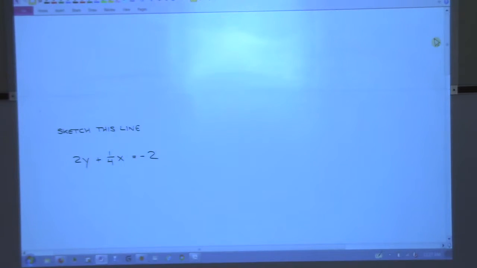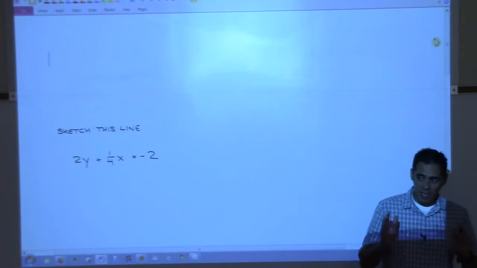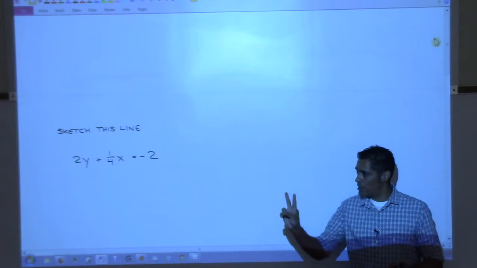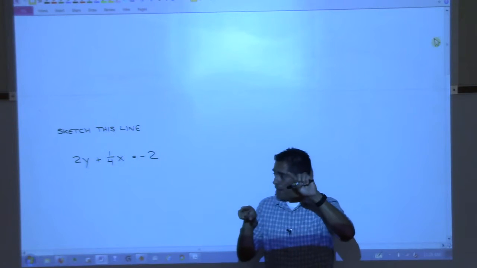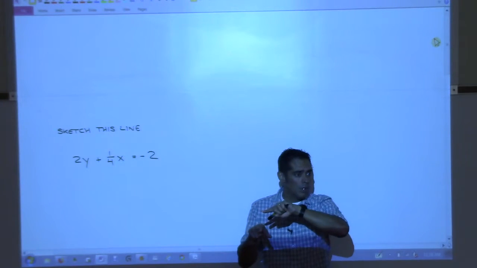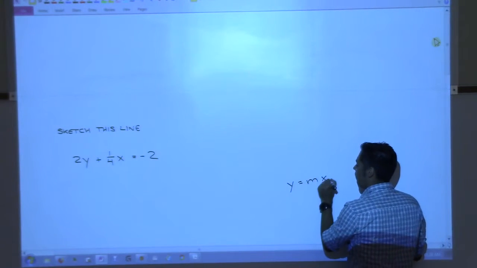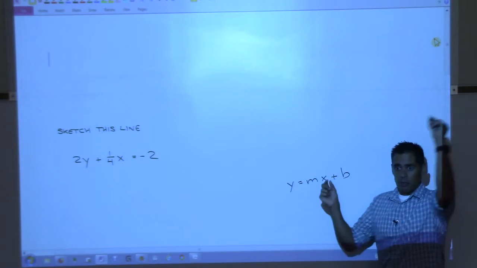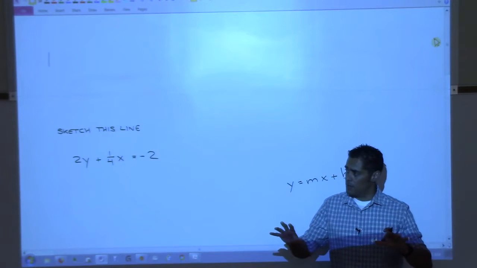All right. When it comes to sketching lines, if there's anything you're going to take away from today, it's that you have options. You have basically two options. You can either find the X and Y-intercepts and draw a line through them, or you can put it in slope-intercept form first, and then go to B, and then do your rise over run to get to another point. Your choice. Do you understand the difference between those two methods?